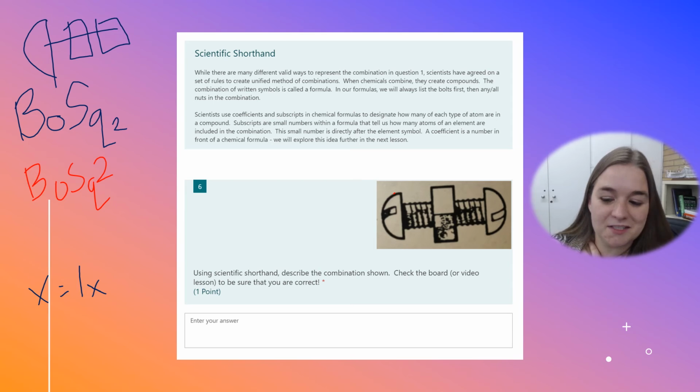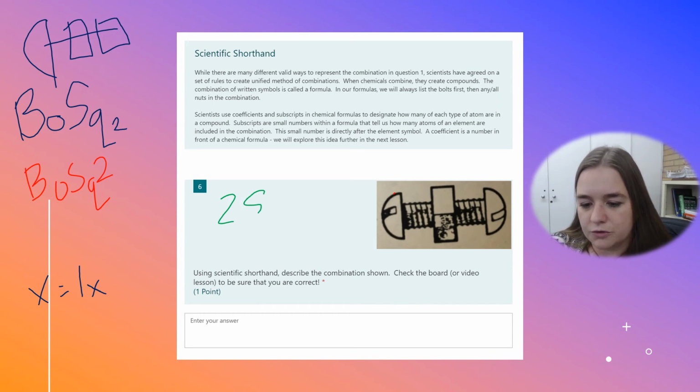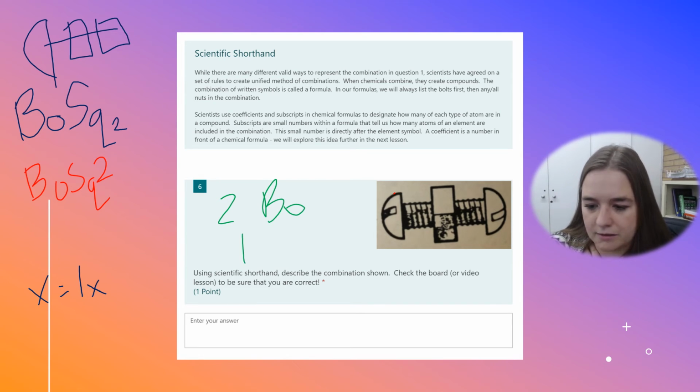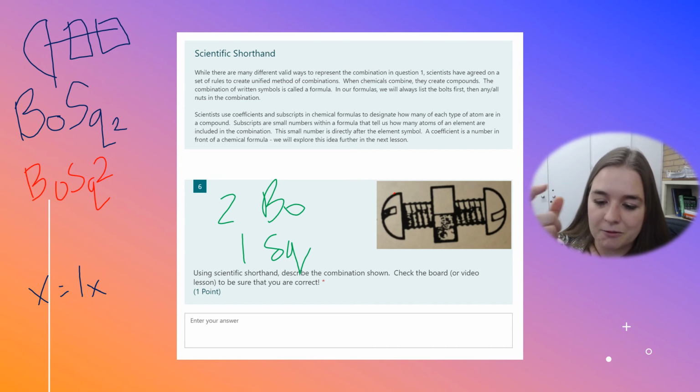Now that you've had a chance to write it, let's check and see. Well, I see 2 short bolts, and I see 1 square nut. When I'm writing that as a combination, I want to write it as if it were a word. Just like I have individual letters that make up my word, I have individual symbols that make up my formula.